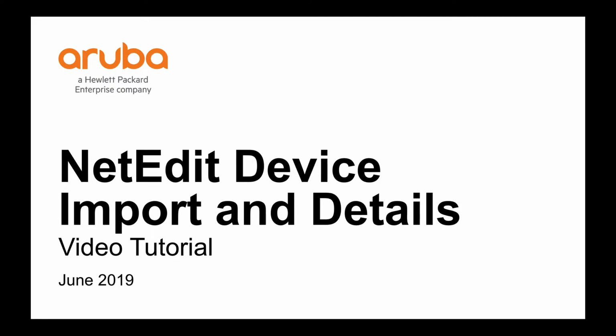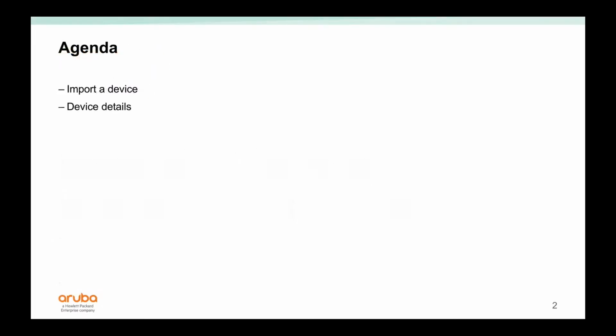In this NetEdit tutorial, I will show you how to import devices and how to find device details. You can import devices one by one, or you can import devices using a list of devices. And then you will also see what happens when you try to import a device and for some reason the importation process fails. I'll show you how that is shown in NetEdit and where to find additional information.